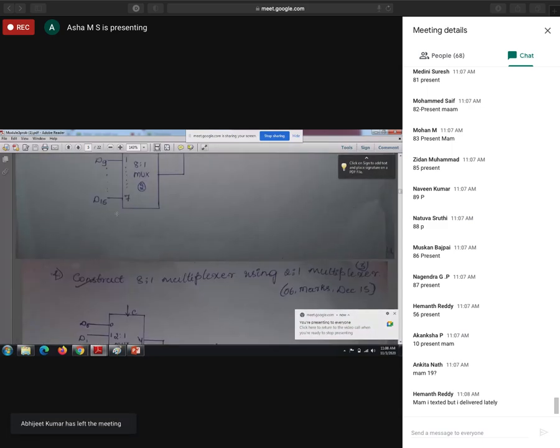Take down this. Construct an 8 to 1 multiplexer using 2 to 1 multiplexers.